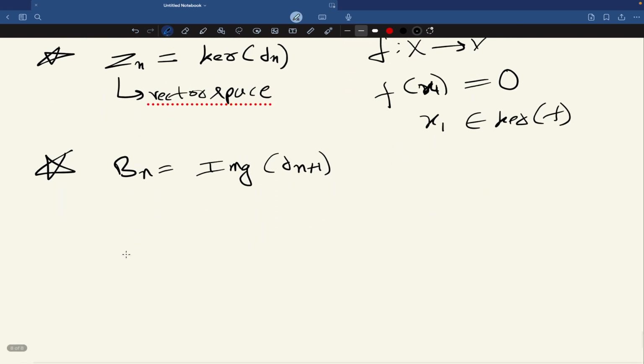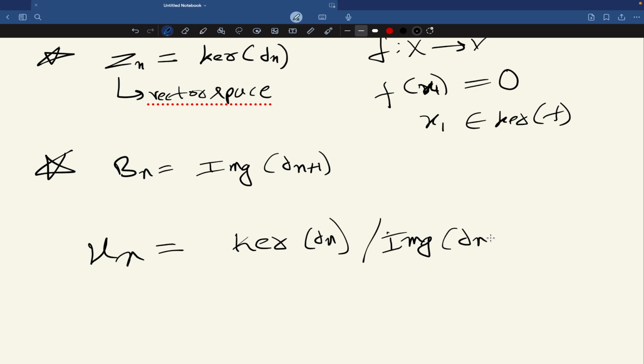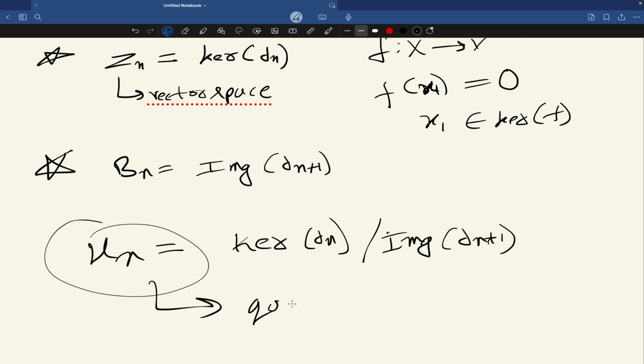And to compute the homology group Hn, we have to take the kernel of Dn and quotient out the set, or vector space, of the image. That will give me the homology group. So again, Hn is also a vector space, just like the chain group. Hn is a vector space, and it is also called a quotient vector space for the Cn chain group.